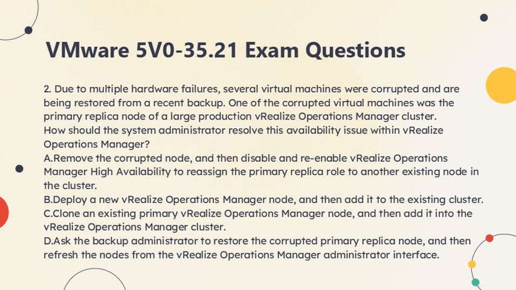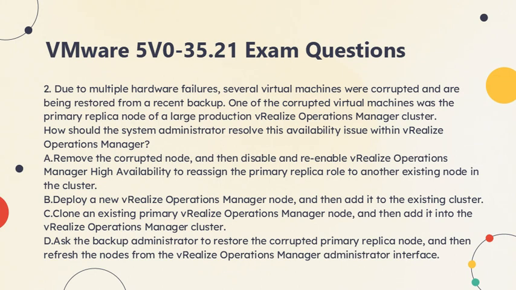2. Due to multiple hardware failures, several virtual machines were corrupted and are being restored from a recent backup. One of the corrupted virtual machines was the primary replica node of a large production vRealize Operations Manager cluster. How should the system administrator resolve this availability issue within vRealize Operations Manager? A. Remove the corrupted node, and then disable and re-enable vRealize Operations Manager High Availability to reassign the primary replica role to another existing node in the cluster.